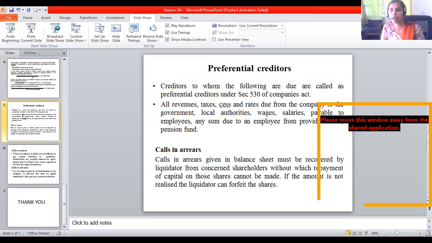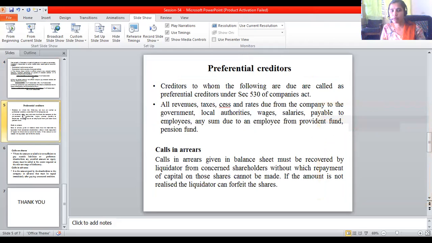Creditors to whom the following are due are called preferential creditors under section 530 of the Companies Act: all revenues, taxes, cess and rates due from the company to the government. We call them preferential creditors.